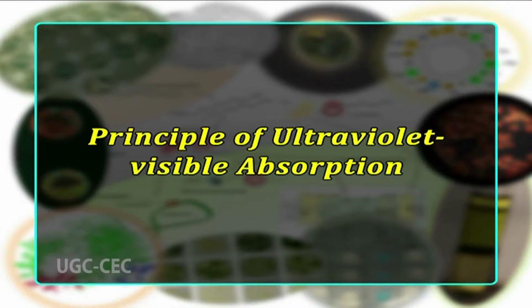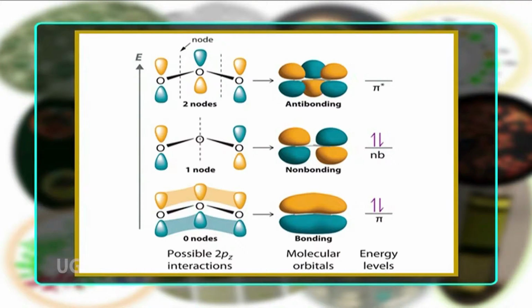Now coming to the principle of ultraviolet visible absorption. Molecules containing non-bonding electrons can absorb the energy in the form of ultraviolet or visible light to excite these electrons to higher antibonding molecular orbitals. The more easily electrons are excited, the longer the wavelength of the light it can absorb.